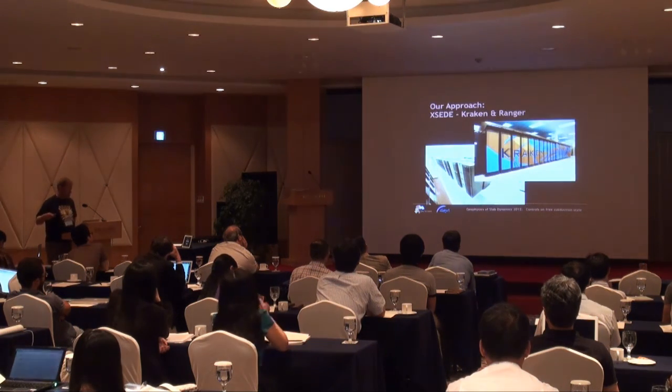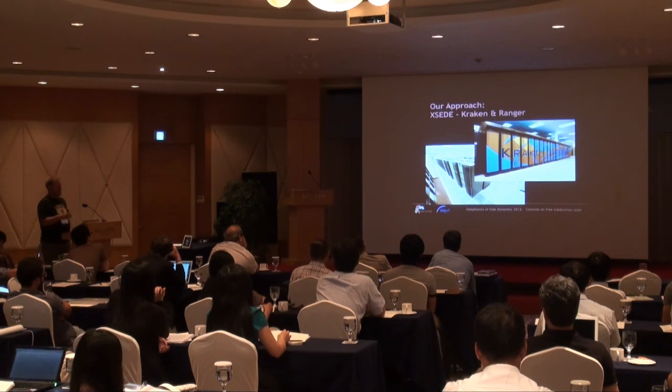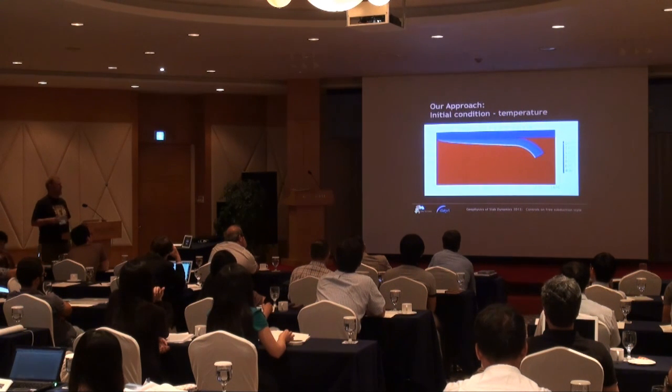So we run Paul's codes, which parallelizes nicely. We run it through the XSEDE program of the National Science Foundation on Kraken and Ranger. Kraken's up front because it has a much nicer paint job than Ranger, which is just a bunch of racks of computers. So this is our initial condition. It looks something like this.